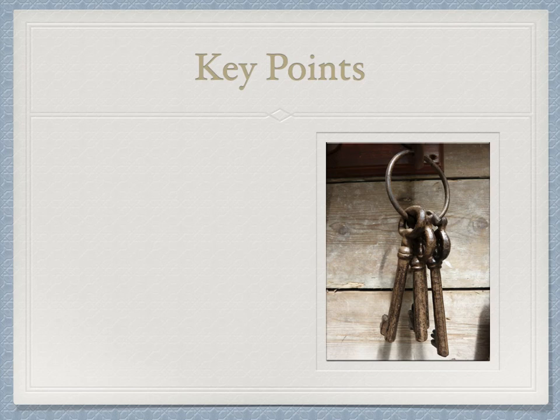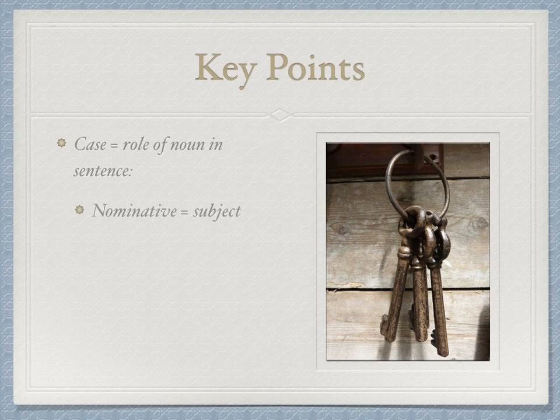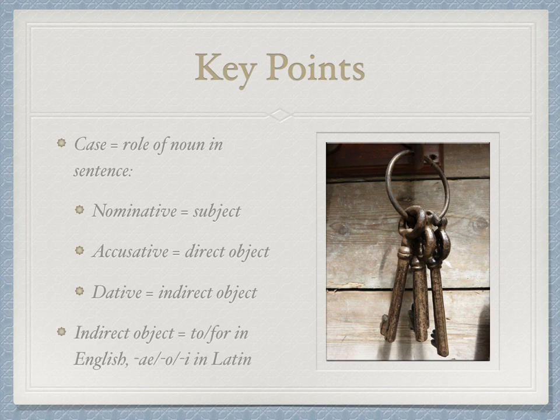So the key points I want you to remember from this are, number 1, case tells us the role of the noun in the sentence, and we now have 3. Nominative, the subject which is doing the verb, accusative, the direct object which is undergoing the verb, and the dative is for the indirect object, which is kind of less closely involved with the action of the verb but still interested. So this indirect object, we translate it into English with the words to or for, and we recognize it in Latin by the ending ae, o, or i.